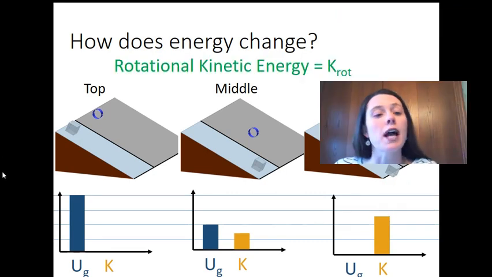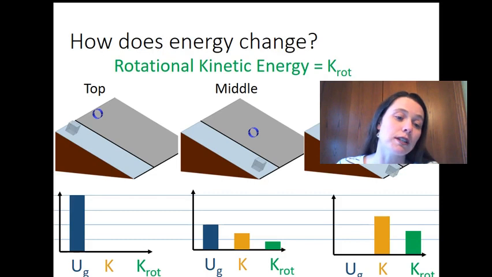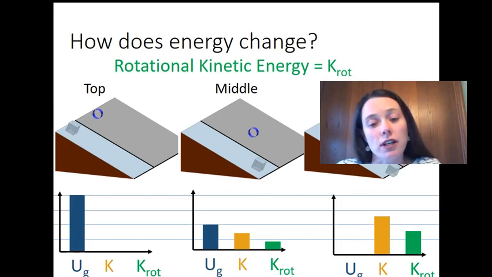It turns out that when an object is rotating, some of its energy is in the kinetic rotational energy. We call this rotational kinetic energy K subscript rotation, or K-rot for short. If we add the rotational energy of our hoop at each point, our bar charts now look like this. We still have a total of 4 units of gravitational energy in the first graph, and with the addition of rotational kinetic energy, our bars add up to 4 in the second and third graphs as well.